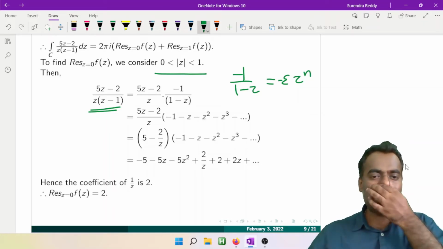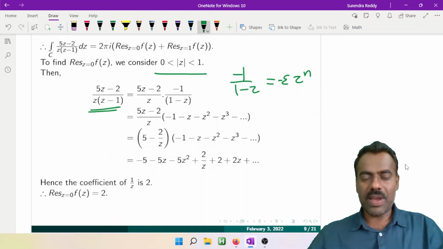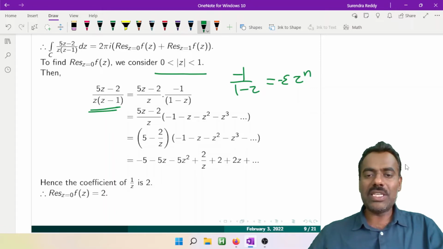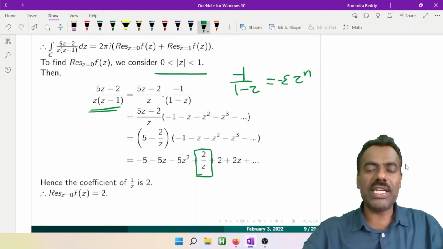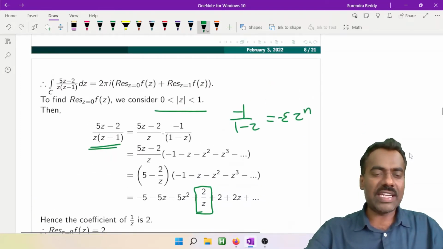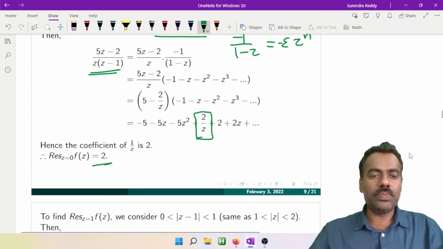Then you multiply by this 5z minus 2 by 2, which is the same as 5 minus 2 by z. Then again multiply these two internally. What we get here is 2 upon z. So the coefficient of 1 by z is 2, so the residue of f at z equal to 0 is 2.